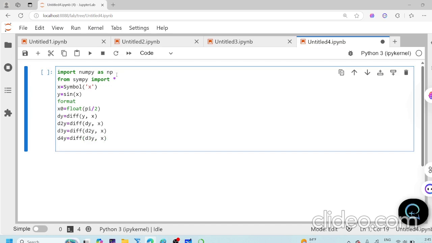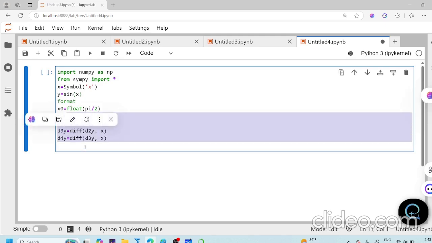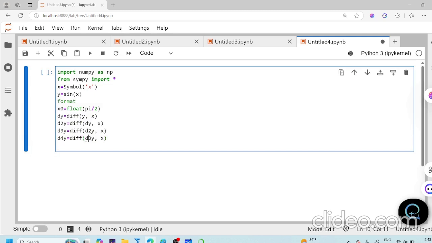So look into the steps. First we called the library functions. So in this step we called the library functions. Then we define the symbol. Then we define what is y. Then format. Then we defined what do you mean by x naught. What's the value of x naught. Then we found the derivatives. Now we have to simplify these derivatives, right?